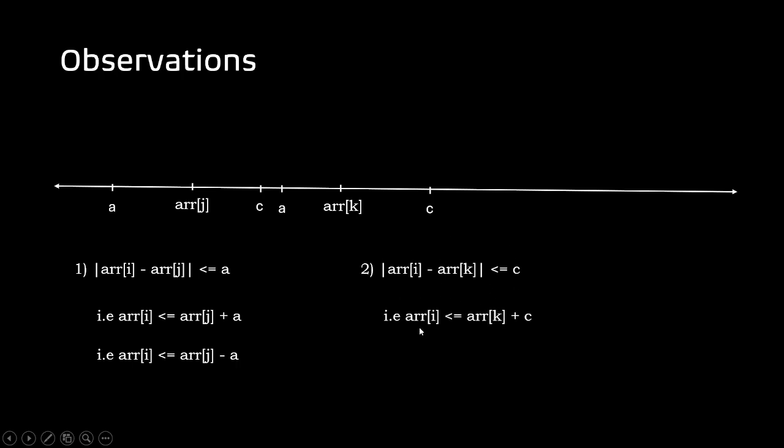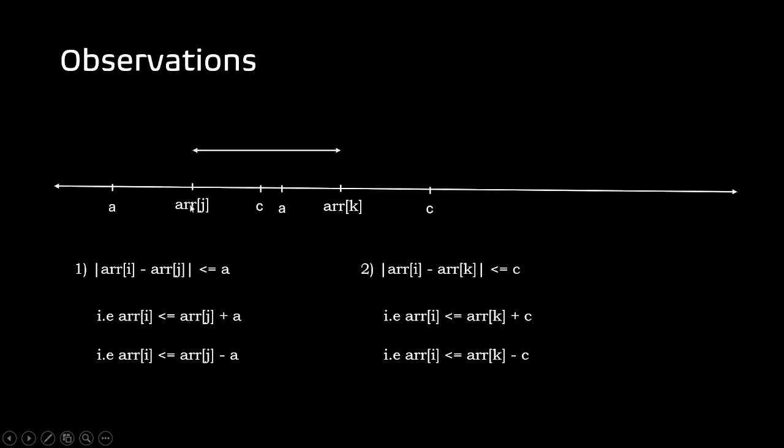And similarly, we can formulate the same observation: array I is less than or equal to array k plus c, that is this entire thing, or array I is less than or equal to array k minus c, or this entire location. Now, if we want to simultaneously satisfy these two, but before that, what I want is to satisfy this as well.